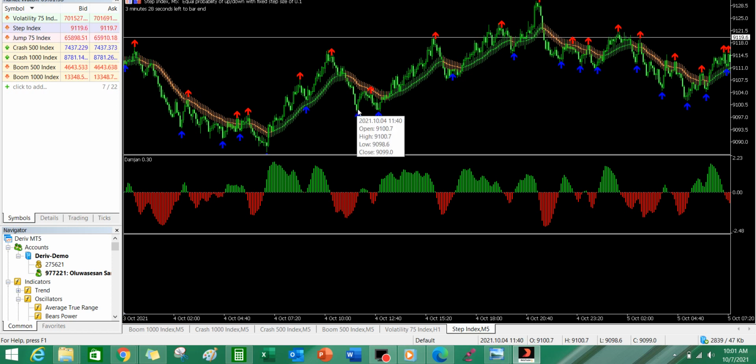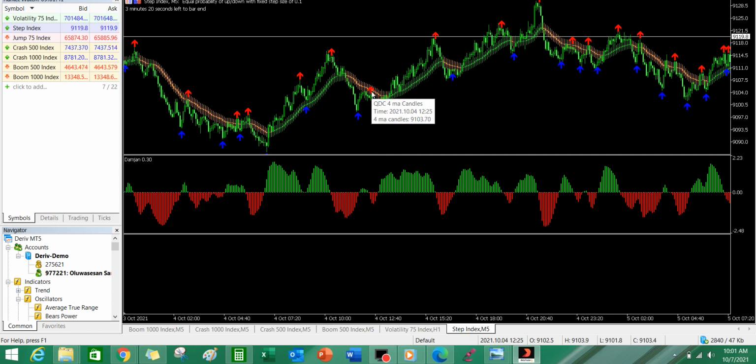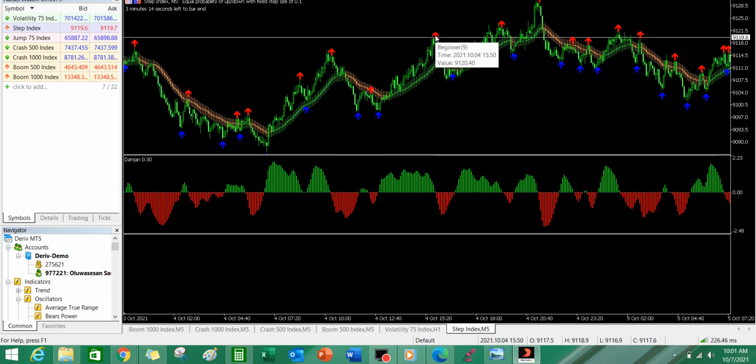Of course it's going to be for a short period. The reason is the 4 MA candle is brown. So it was for a short period, and right here we can sell from here to this part. Then you can buy again from here to this red arrow. So you can follow the arrows alone and milk the market successfully, and that is why I ask you to use the 5 minute time frame for this strategy.